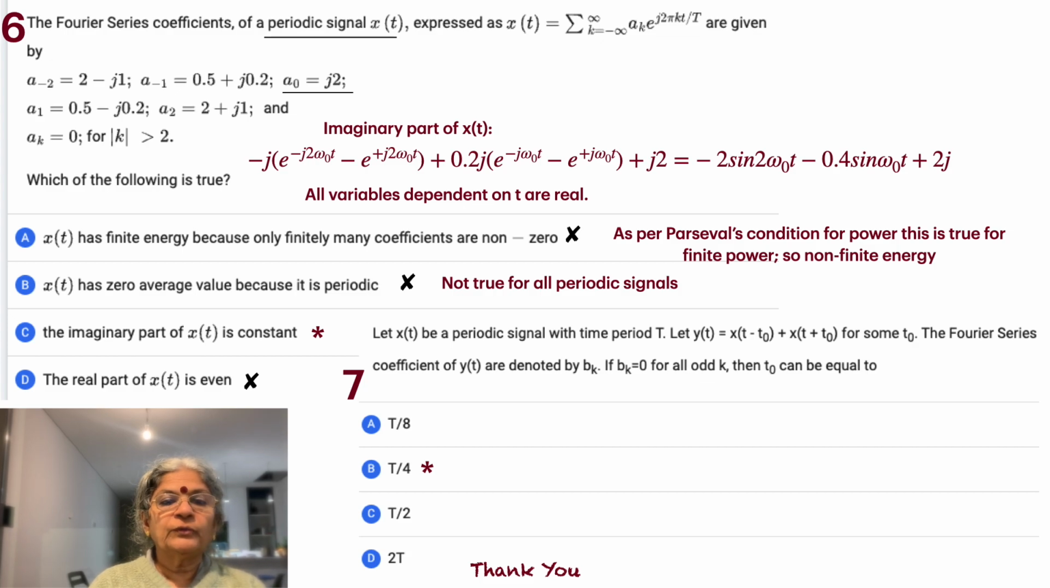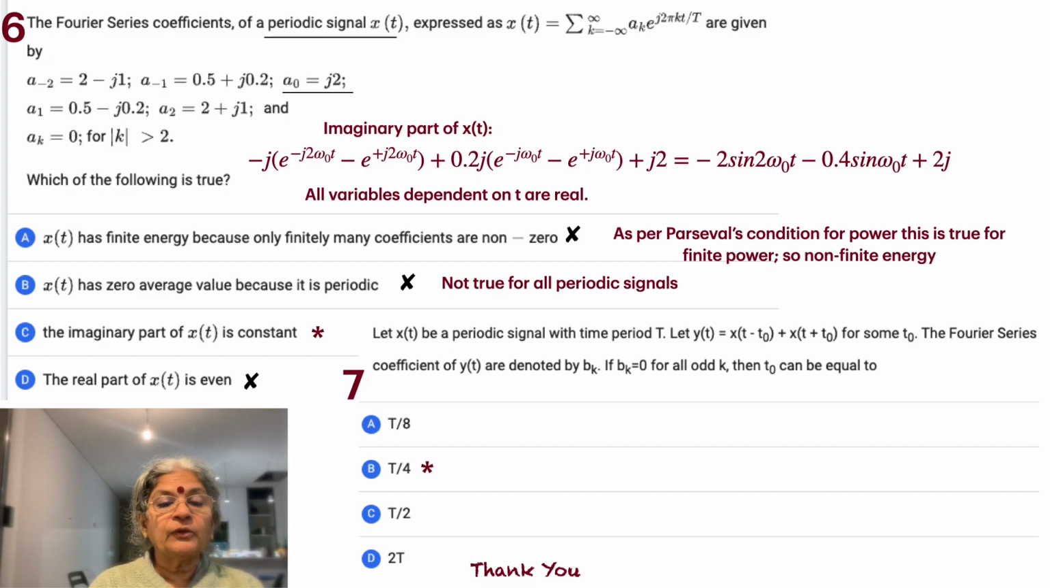Which of the following is true? Many options are there, so we'll go through each one of them. x(t) has finite energy because only finitely many coefficients are non-zero. That's not right. According to Parseval's theorem, this is true for power. It's not true for energy. So it has non-finite energy, and that's ruled out.